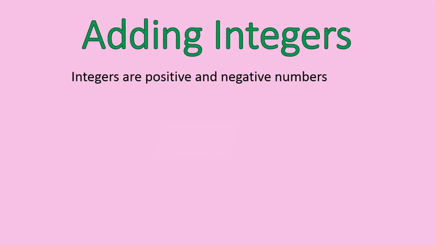Integers basically are positive and negative numbers. I'll give you some examples of integers here, just so that you can see some and what they look like. Basically it includes positive and negative numbers, and that's what we're going to be adding and subtracting today.